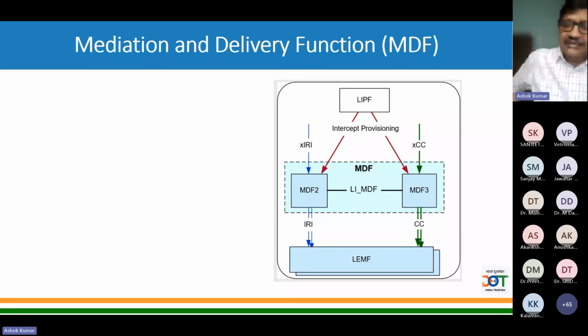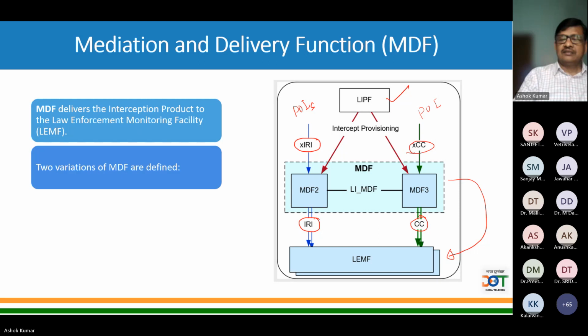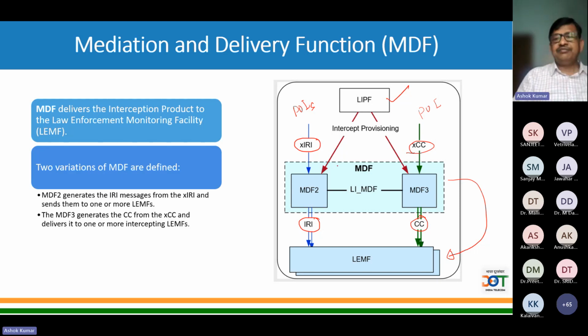As we discussed, MDF on one side connects to the LEA equipment called LEMF for transferring call content and also the intercept related information. On the other side, it connects to POIs, points of interception, so it gets a specific IRI and a specific CC. And it also gets connected to LIPF for provisioning purposes. So we were discussing that MDF2 is for IRI and MDF3 is for call content. And they are also connected to each other on the LI MDF interface.